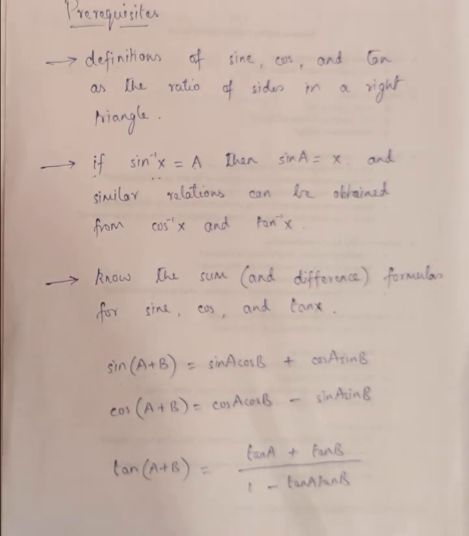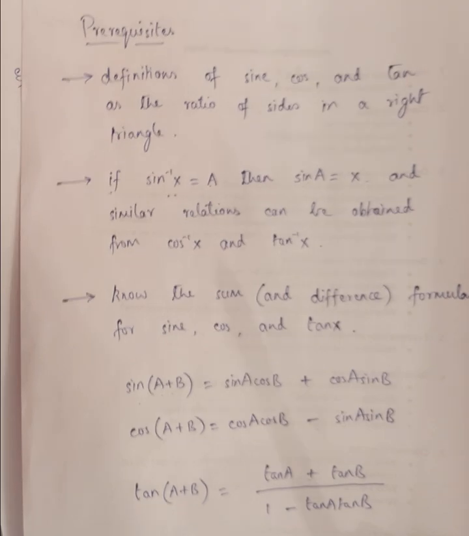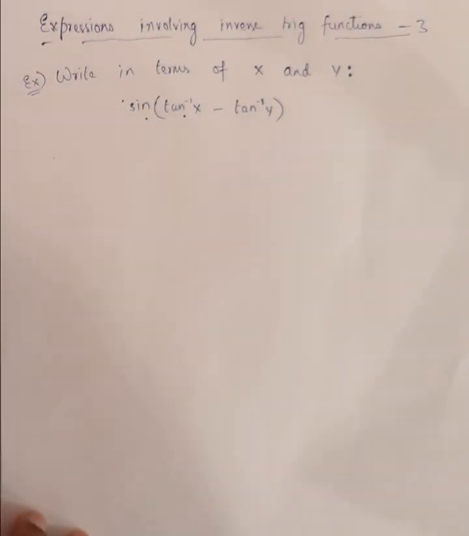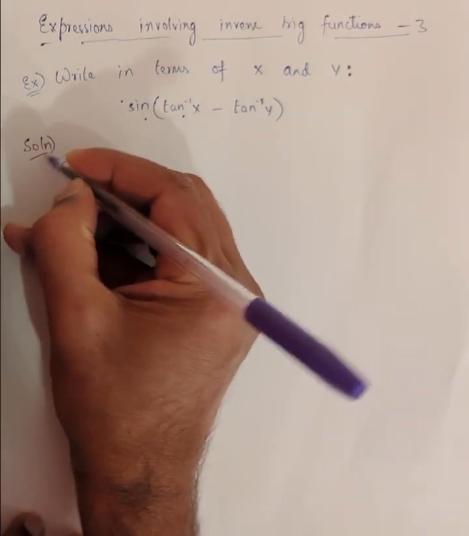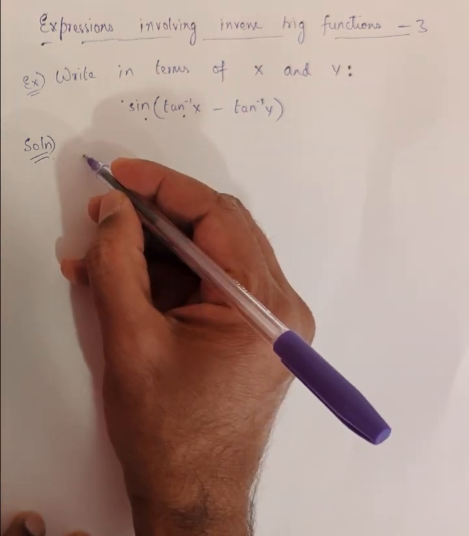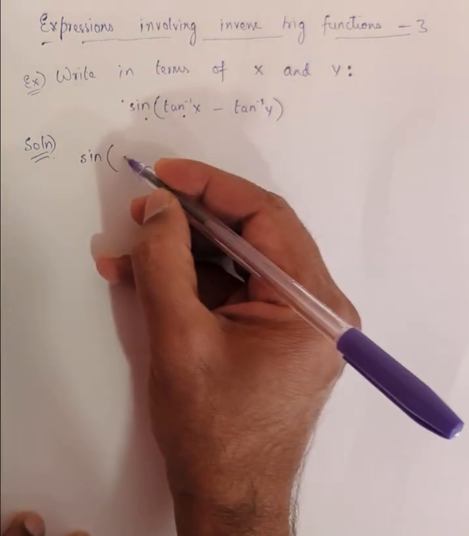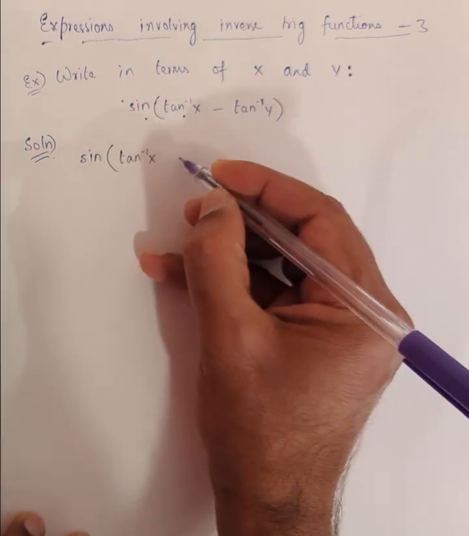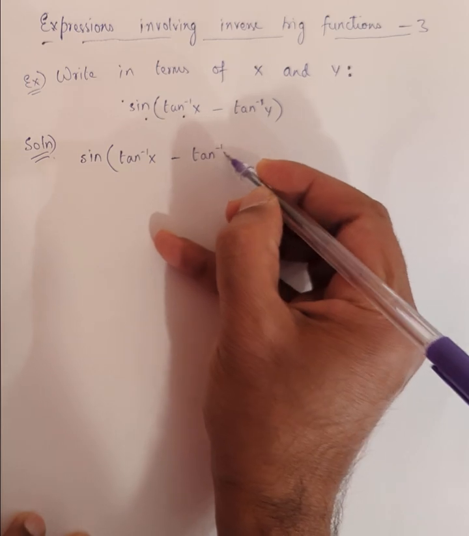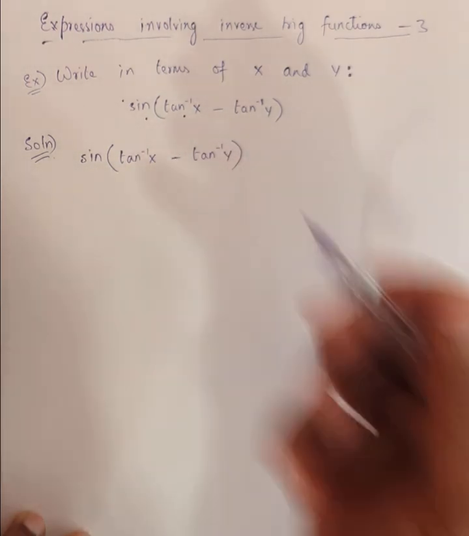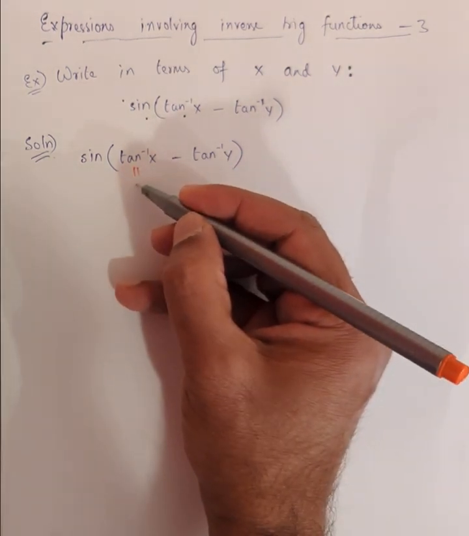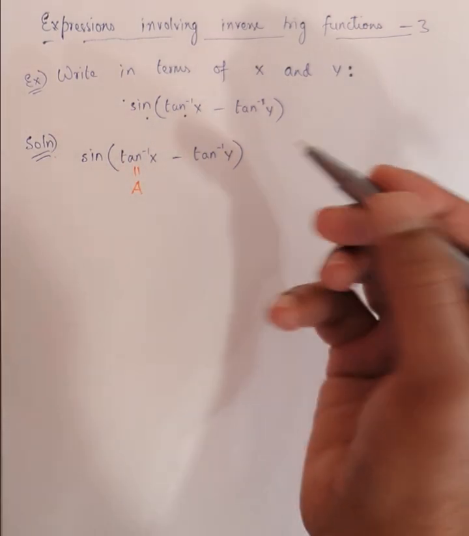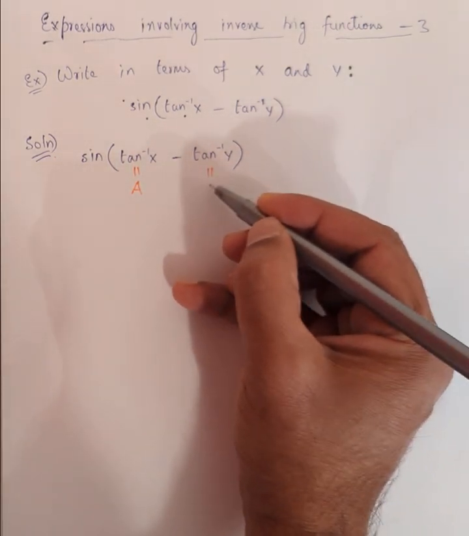So these are the prerequisites that we need to be really good at. So it's assumed that we know those trigonometry basics. So let's go ahead and work the problem out. So let's copy the expression. It says sine of tan inverse x minus tan inverse y. So eventually we'll be using the sine of a minus b formula. So that means we want to call this a, tan inverse x is an angle, and this again is another angle. Let's call it b.